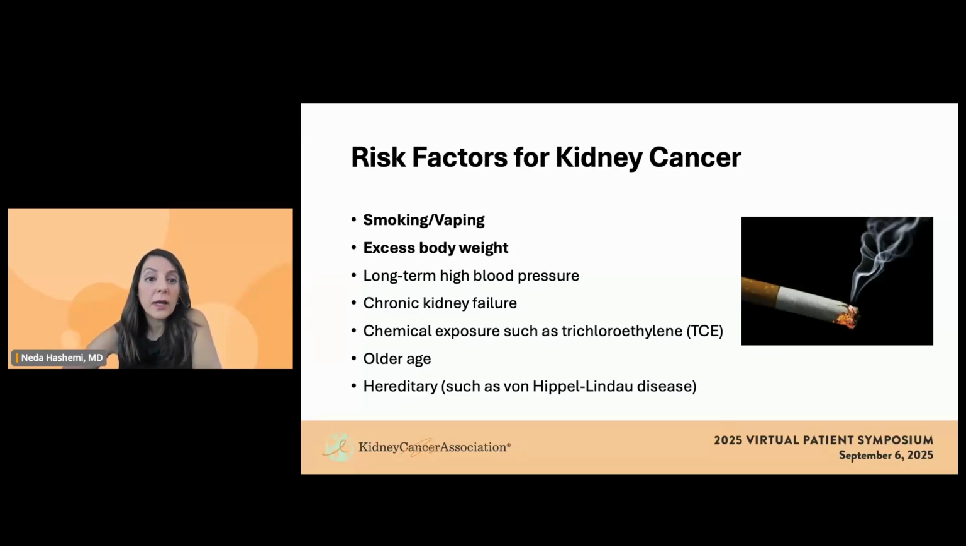For example, long-term uncontrolled blood pressure is an identified risk factor. Chronic kidney failure, when our kidneys chronically are not working well. Chemical exposure to different substances, and the most common one is TCE. As we age, our risk of having kidney cancer goes up. And some kidney cancers can rarely be hereditary, coming from inherited genes. The most known one is a hereditary syndrome called von Hippel-Lindau disease, which comes from an inherited VHL gene mutation that can cause kidney cancer.